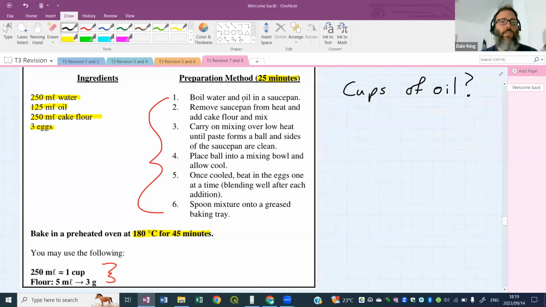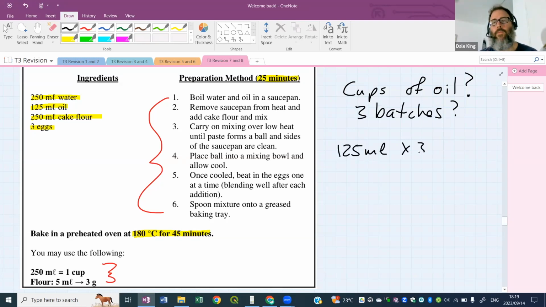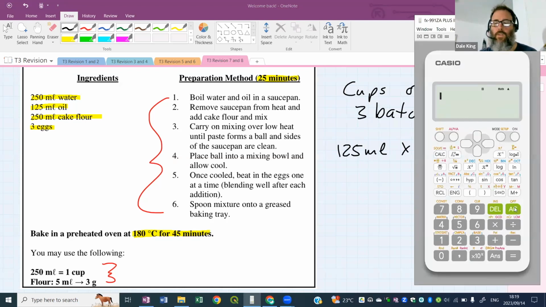All right. What do we do? I need 3 cups of oil. It's for 3 batches. This recipe is for 1 batch. So you have to say 125 mils of oil times 3. Okay. Let me just quickly do that. So that should give me 375, if I'm not mistaken. So 125 times 3 gives me 375.